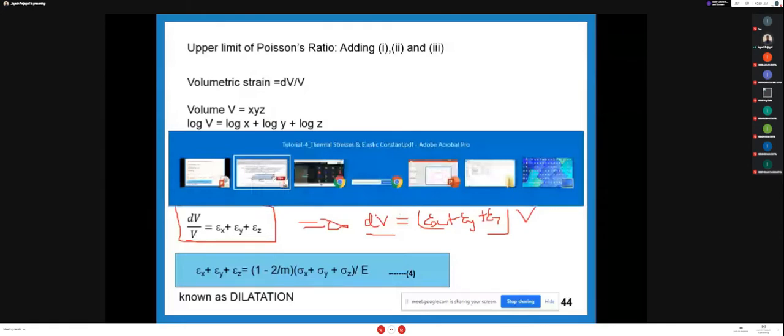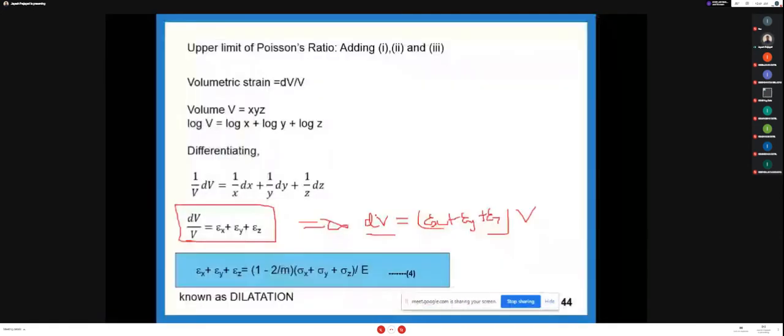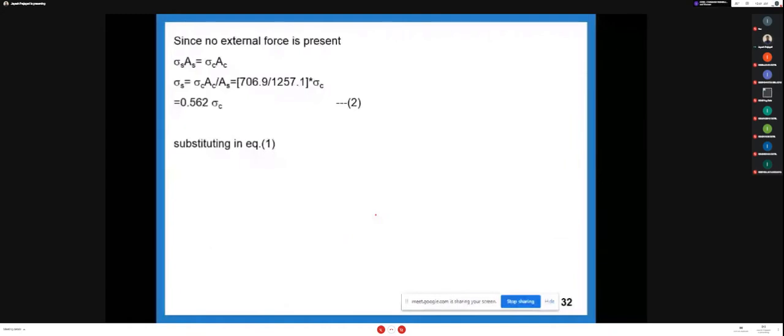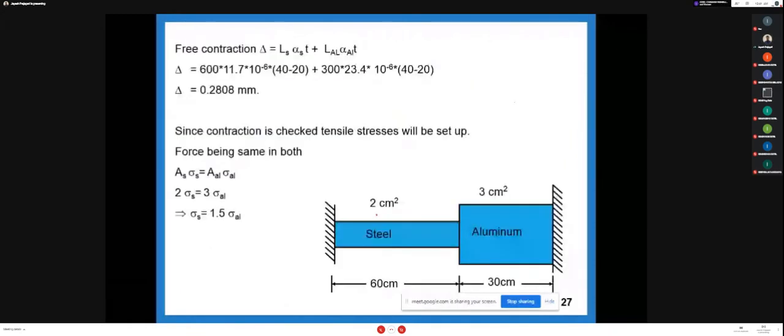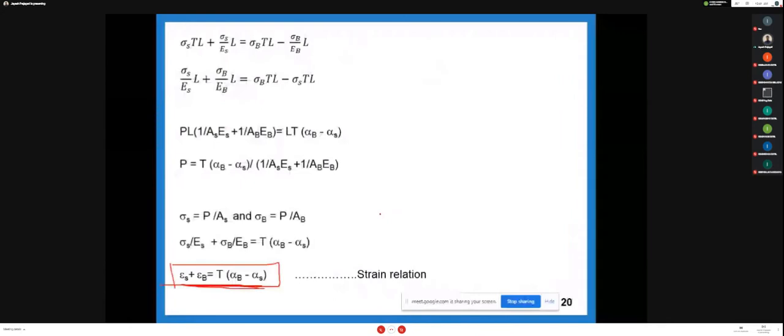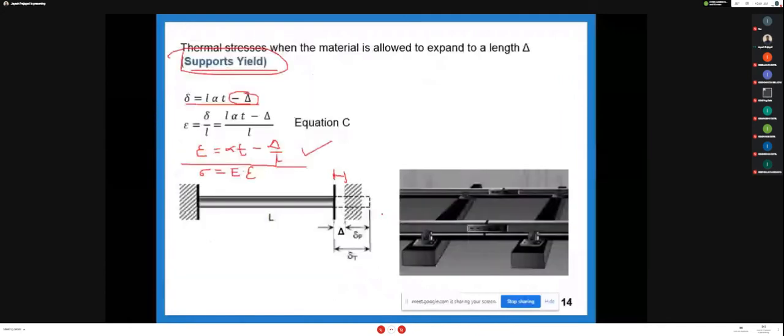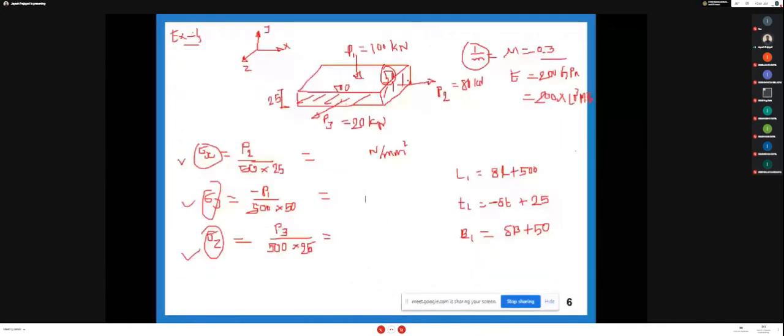Okay, so I hope all of you are clear. So same thing we are doing in our example. You can see this is the figure given here. P1 is 100 kN, P2 is 80 kN, P3 is 20 kN. This length is 500 mm, this width is 50 mm, and thickness is 25 mm. Okay, and we take this as your x-axis, vertical is y, out of plane z. 1 upon m or Poisson ratio mu, that is 0.3.